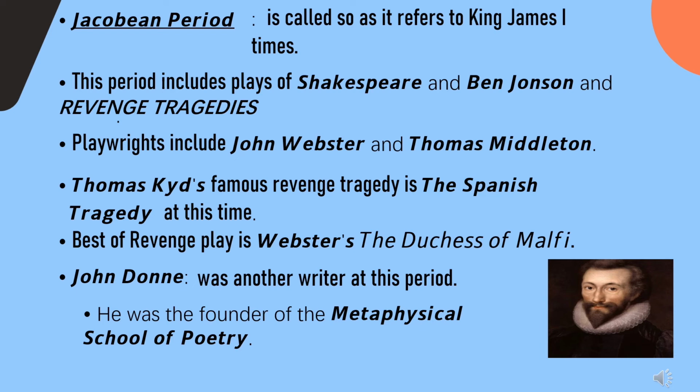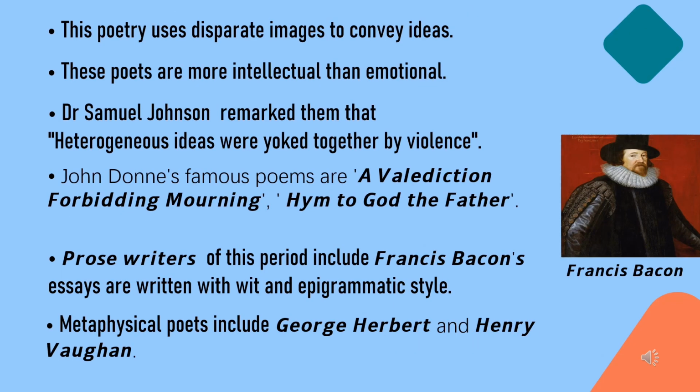The next major writer was John Donne. He was the founder of the metaphysical school of poetry. The metaphysical school of poetry uses disparate images to convey ideas. These poets were more intellectual than emotional, and Dr. Samuel Johnson remarked of them that heterogeneous ideas were yoked together by violence. John Donne's famous poems include A Valediction: Forbidding Mourning and Hymn to God the Father.